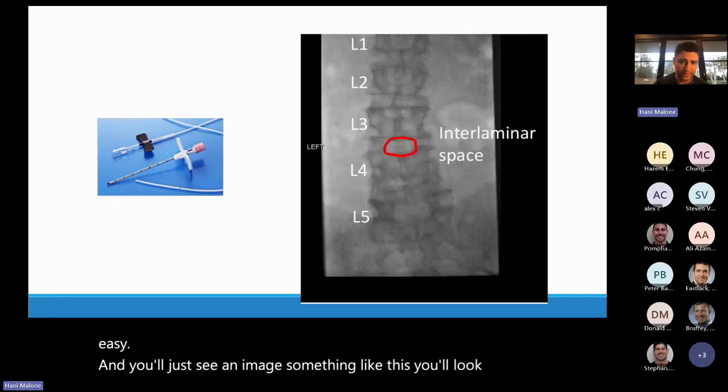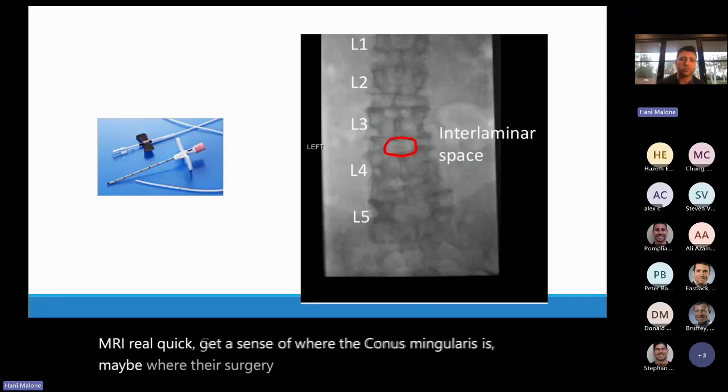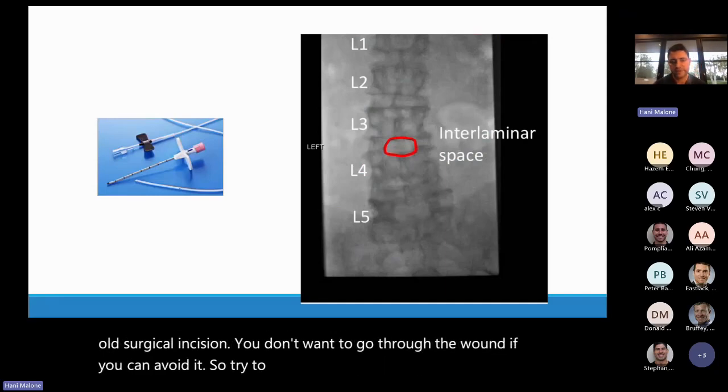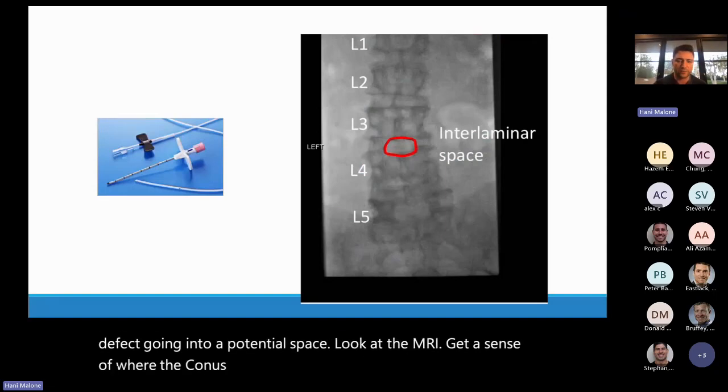You'll look at the MRI real quick, get a sense of where their conus medullaris is, maybe where their surgery is. You don't want to go through the old surgical incision. You don't want to go through the wound if you can avoid it. So try to find a virgin area that won't create a defect going into a potential space. Look at the MRI, get a sense of where the conus is, and then plan accordingly.